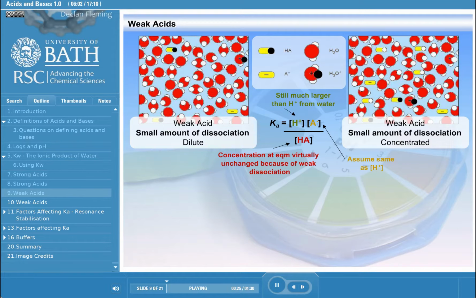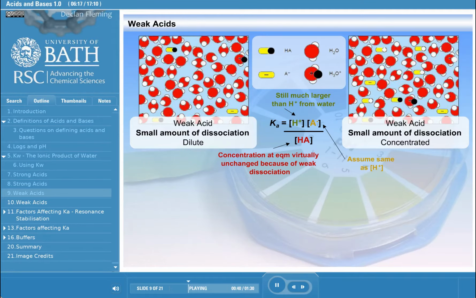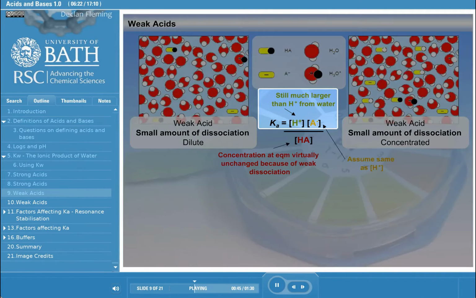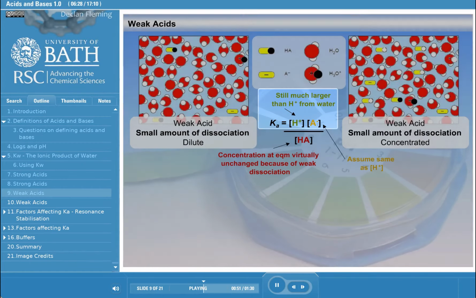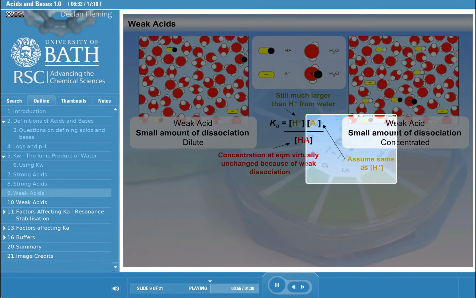We can write an equilibrium constant for the dissociation as Ka. Because Ka tends to be very small for weak acids, we can assume that the concentration of acid at equilibrium won't have changed appreciably from the concentration of acid that went into the system, so we just assume it remains unchanged. Just like before, we can ignore the H+ concentration from the dissociation of water, and we can assume that all of the A- has come from acid dissociation, so that will be the same as the concentration of H+.